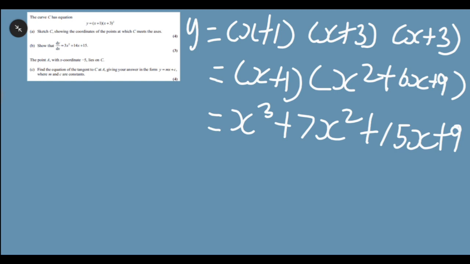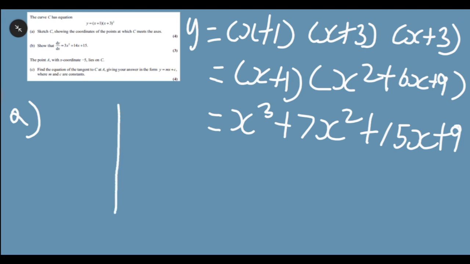Now, when we sketch C, we know that the shape is going to be a cubic graph since we have a cubic equation. And the points at which C meets the axes would be (-3, 0) and (-1, 0), as we have x plus 1 and x plus 3 as two brackets here. And when you substitute -1 into the x plus 1 bracket and -3 into the x plus 3 bracket, these both give out 0. Now let's sketch C.